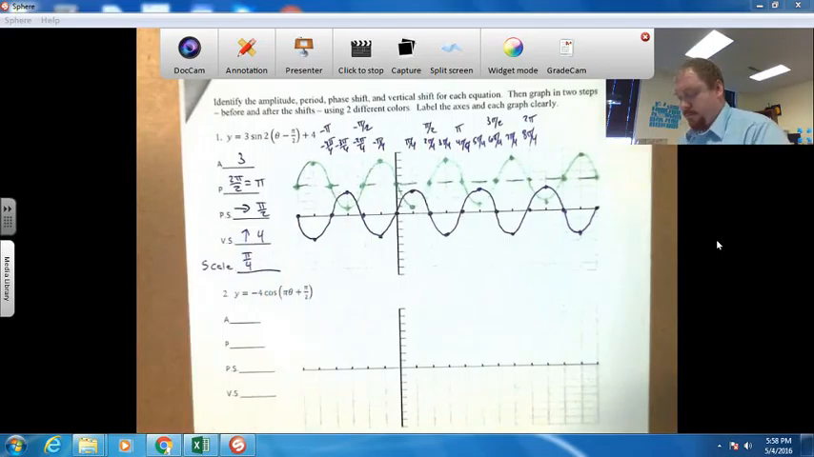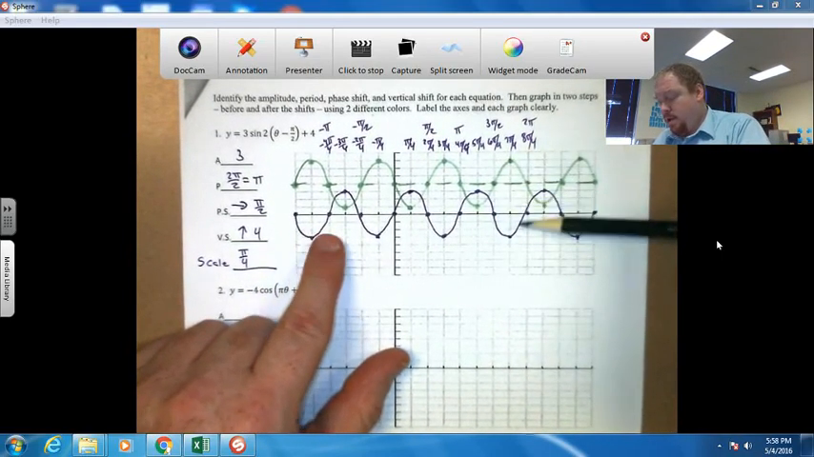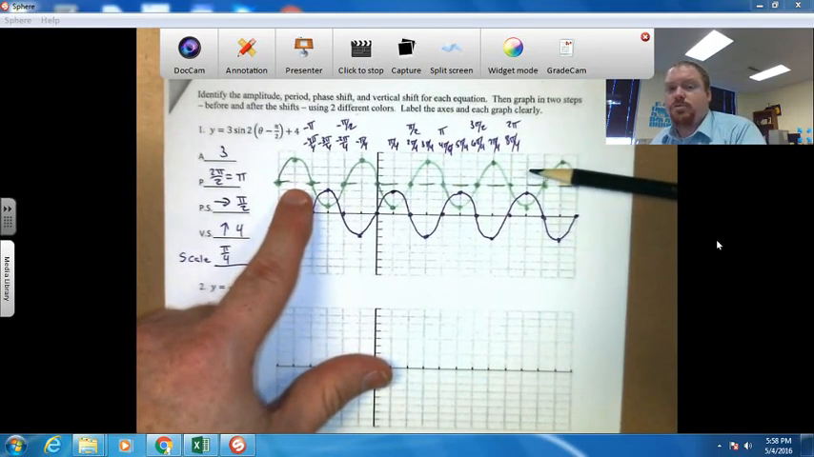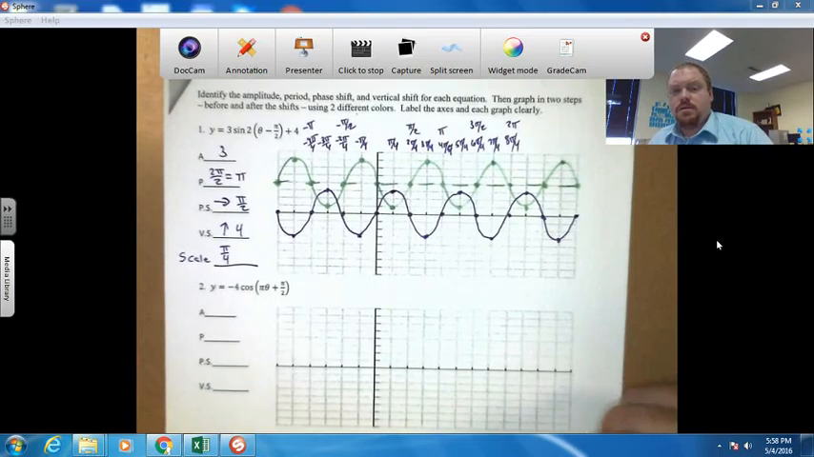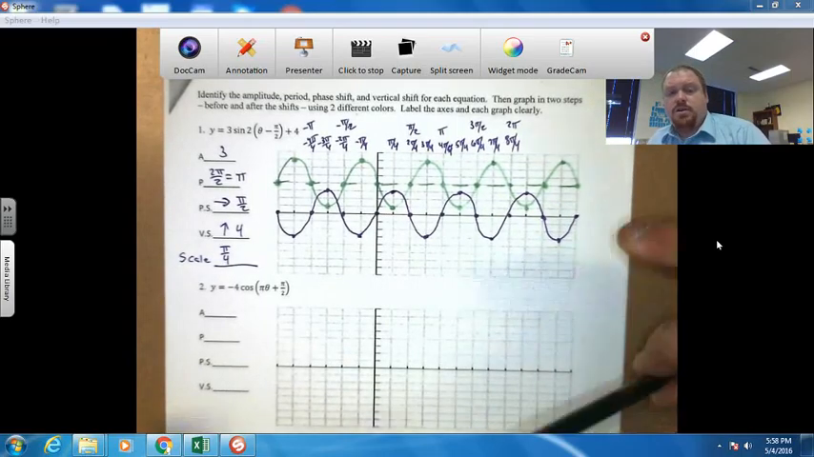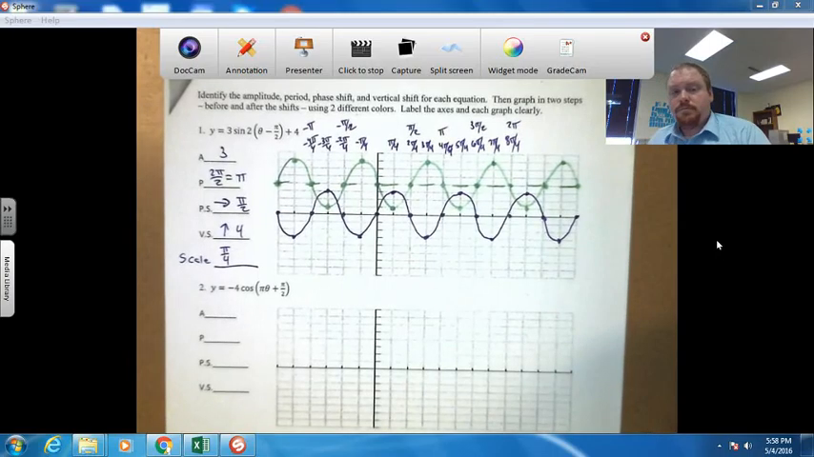Okay, so this is my original graph. This is my finished graph with transformations. You should have 2 graphs on your axes, on your grid, for each and every one of these. Now that's a sine graph.